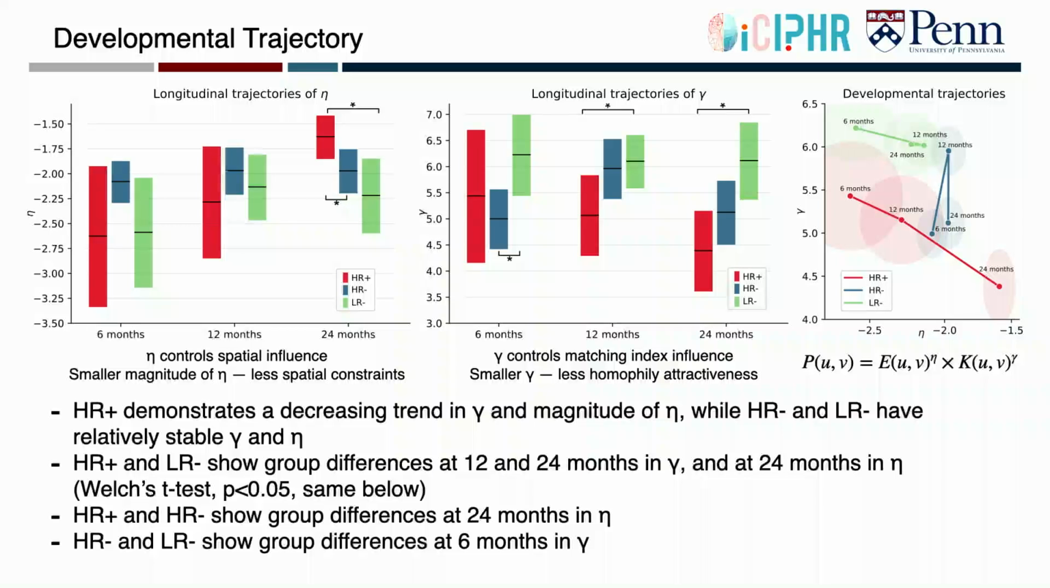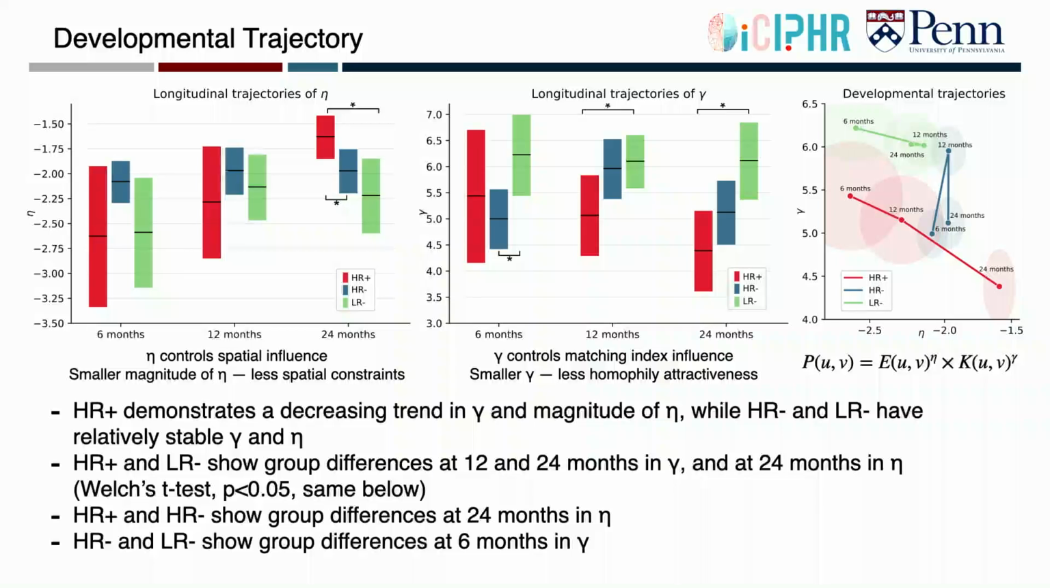We found group differences between HR positive and LR negative at 12 and 24 months in gamma and 24 months in eta. Meanwhile, HR positive and HR negative show group differences at 24 months in eta. HR negative and LR negative show group differences at 6 months in gamma. We plotted the trajectories of different groups in the parameter space, and we can identify the typical developmental trends since 12 months old.